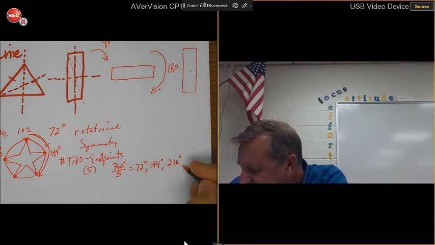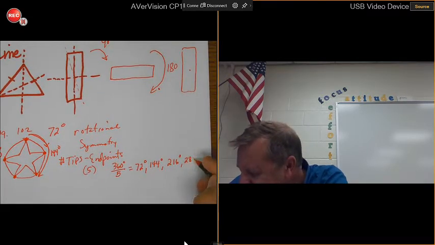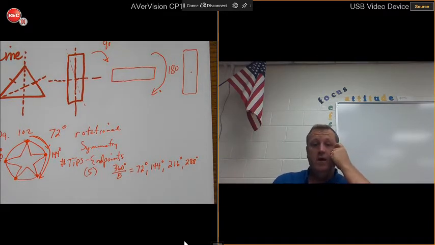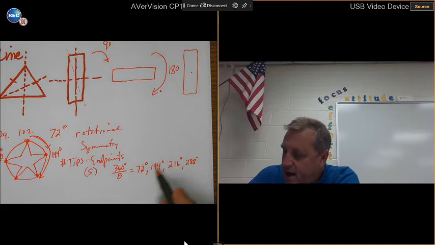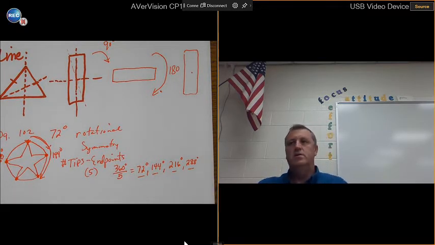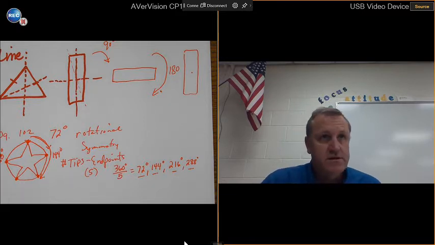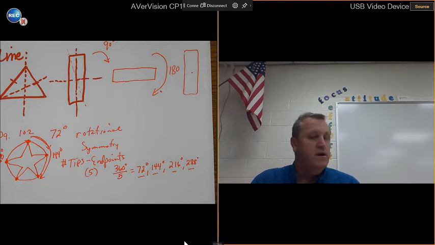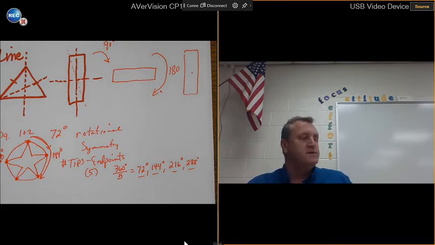And if I go another 72, that's 288. And so a star is going to have 1, 2, 3, 4 different angles of rotation or rotational symmetry. Now on that star, are there any lines of symmetry?